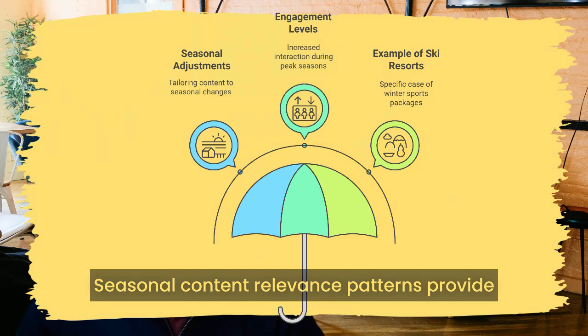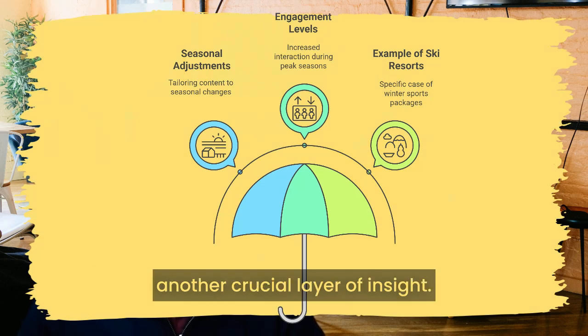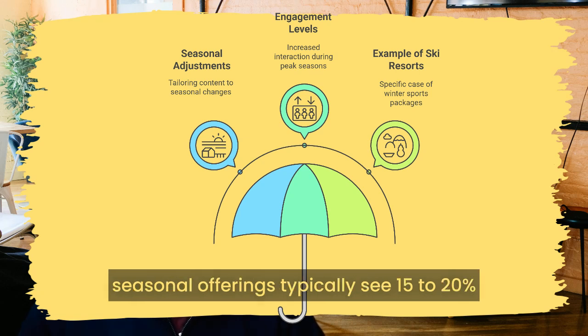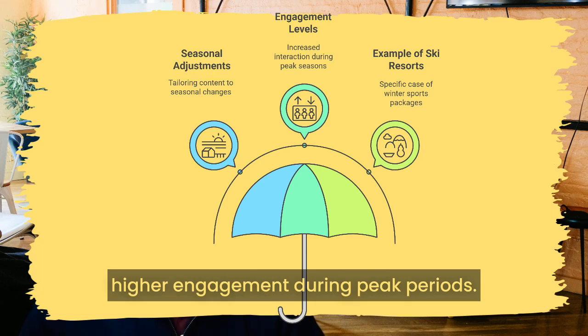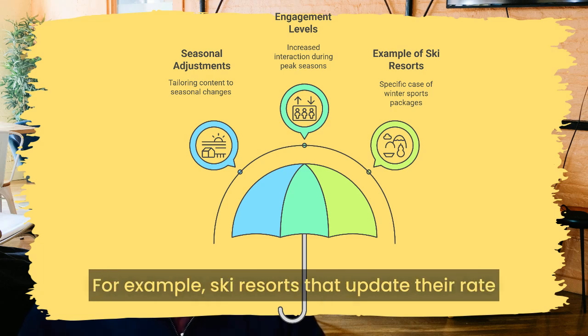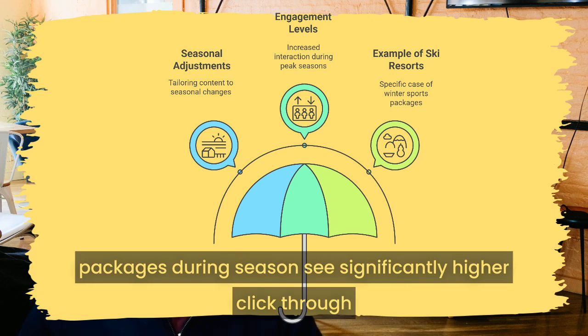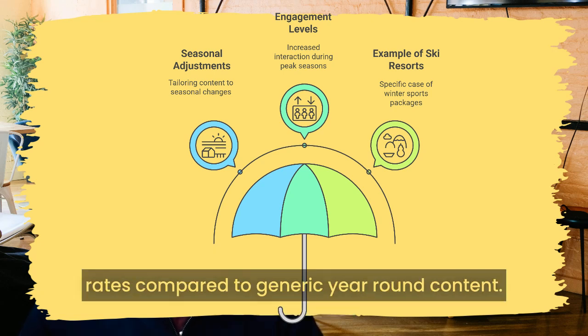Seasonal content relevance patterns provide another crucial layer of insight. Properties that adjust their content to reflect seasonal offerings typically see 15 to 20% higher engagement during peak periods. For example, ski resorts that update their rate plan names and descriptions to highlight winter sports packages during season see significantly higher click through rates compared to generic year round content.